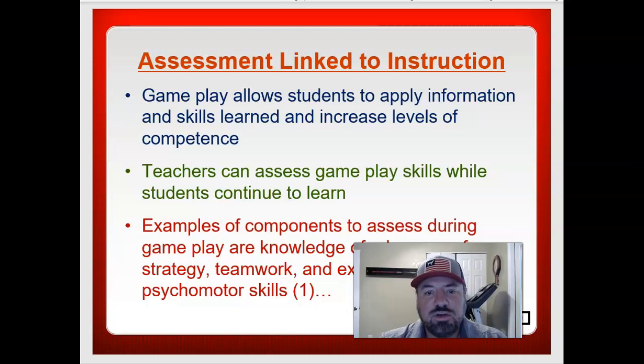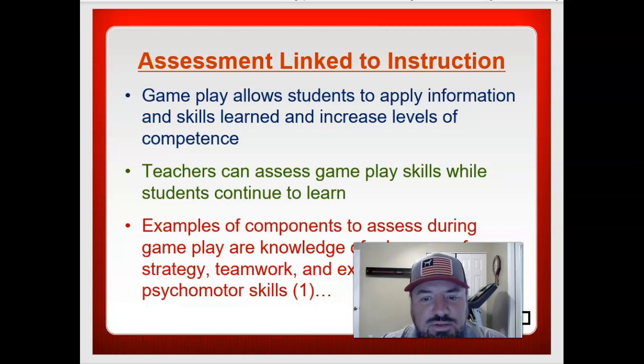One thing we can do, because we use observation a lot in the physical education setting, is use gameplay. It allows students to use the skills and apply cognitive knowledge or information, such as tactics and strategies, learned in class, and increase the levels of competence. The idea is you practice first. As you practice and use the skills, you're going to get better at doing them. And then your assessment should be observing to help students improve until you get to your final or cumulative assessment at the end of the unit.